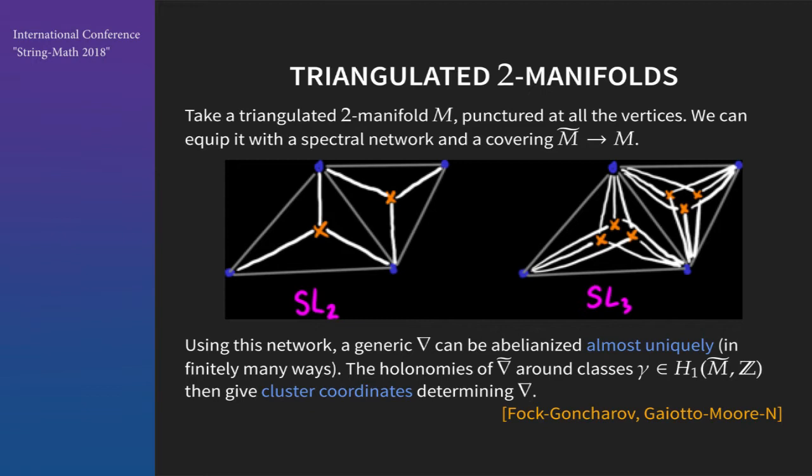It's unique up to a finite choice. I mean, there's only finitely many ways to do it. And so that literally gives you a translation between the sort of difficult thing, the GLN connections, and the simple thing, the GL1 connections. In fact, the holonomies of the GL1 connections give you coordinates, so-called cluster coordinates, which determine your original connection.